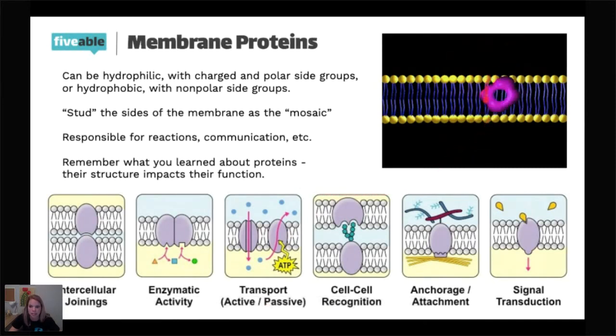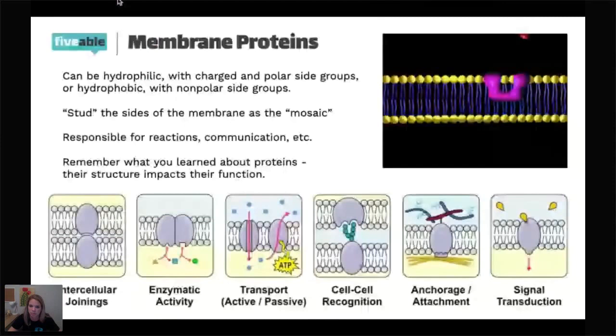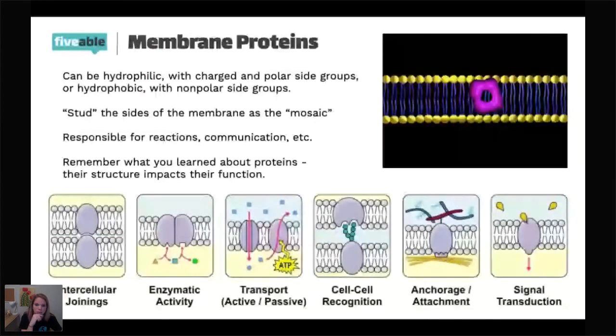He is taking something that I imagine this little red dot being very polar. And why wouldn't that red dot be able to get through the phospholipid bilayer without that protein? Why can't this red dot get through the phospholipid bilayer without that purple protein?